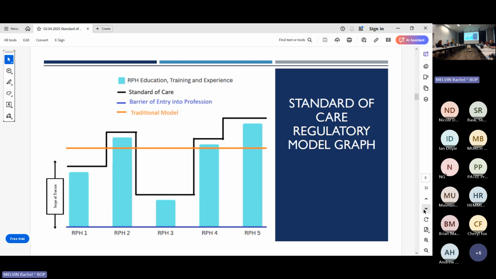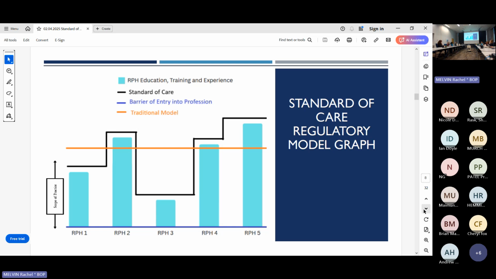We have in the orange there, the traditional standard of practice, or what would be considered the top of someone's license. And we hear that quite a bit. We want pharmacists to practice at the top of their licensure. So that would be represented by the orange. And you see that it's rigid, it's not adaptive, it's universal, it doesn't change from scenario to scenario.